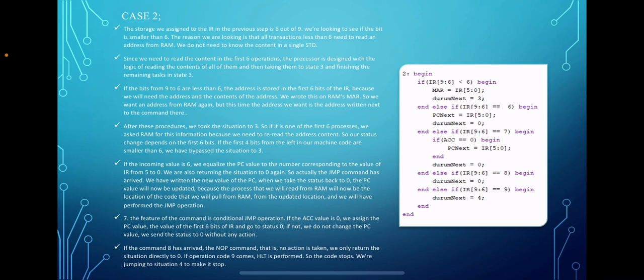If the command 8 has arrived, the NOP command, that is, no action is taken, we only return the situation directly to 0. If operation code 9 comes, HLT is performed, so the code stops. We are jumping to state 4 to make it stop.